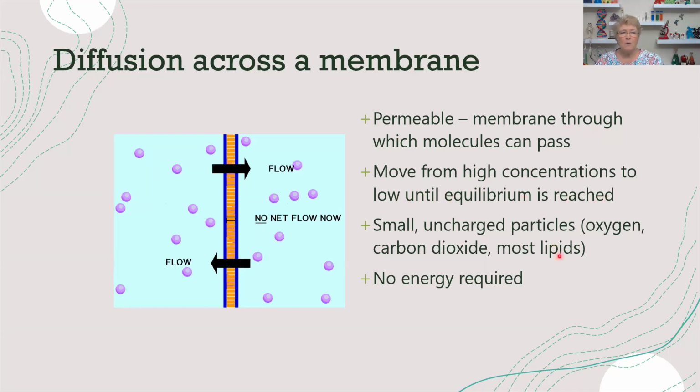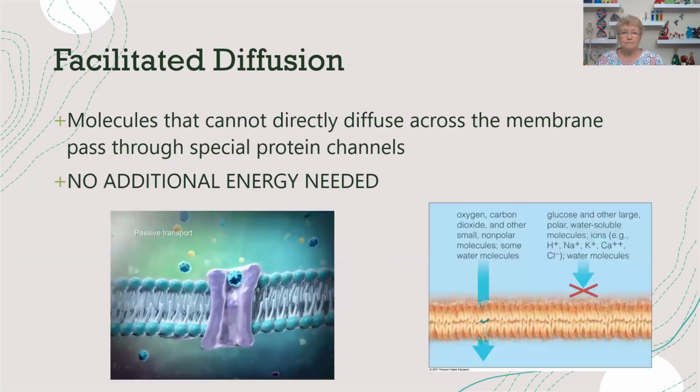equilibrium. This is mostly for small particles that don't have a charge, like oxygen, carbon dioxide, and most lipids. They're just going to pass right through that cell membrane, back and forth as is needed. No energy required because it's passive transport.